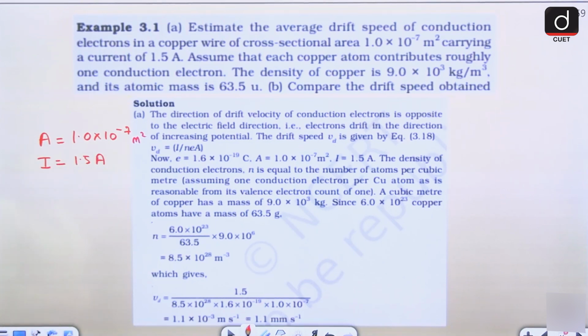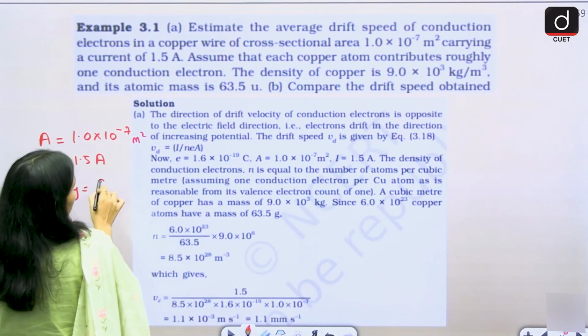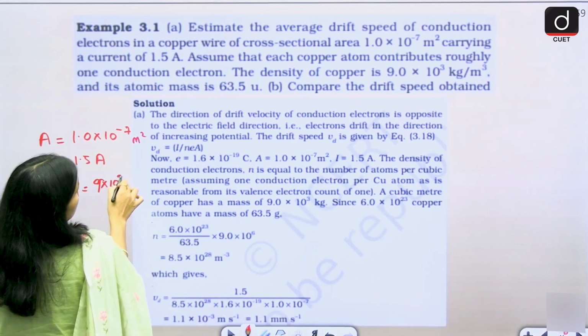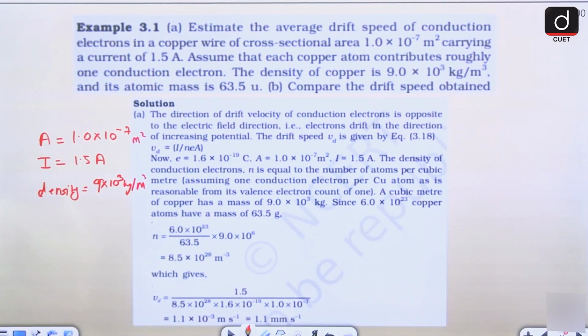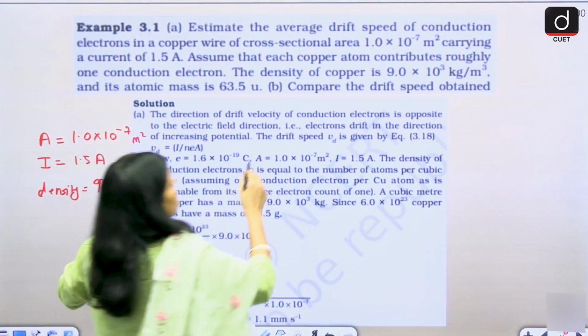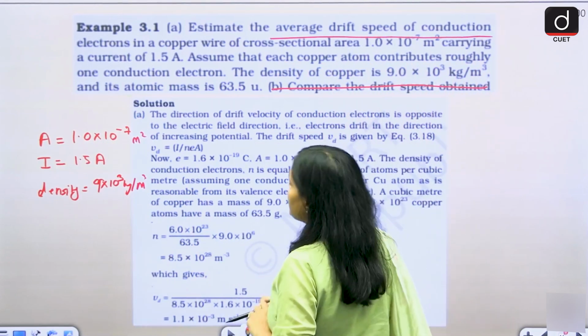Assume that each copper atom contributes roughly 1 conduction electron. The density of copper is given, 9 into 10 to the power 3 kg per meter cube, and its atomic mass is 63.5. So basically what you have to calculate here is the average drift speed. Don't just read this question; you have to calculate the average drift speed.